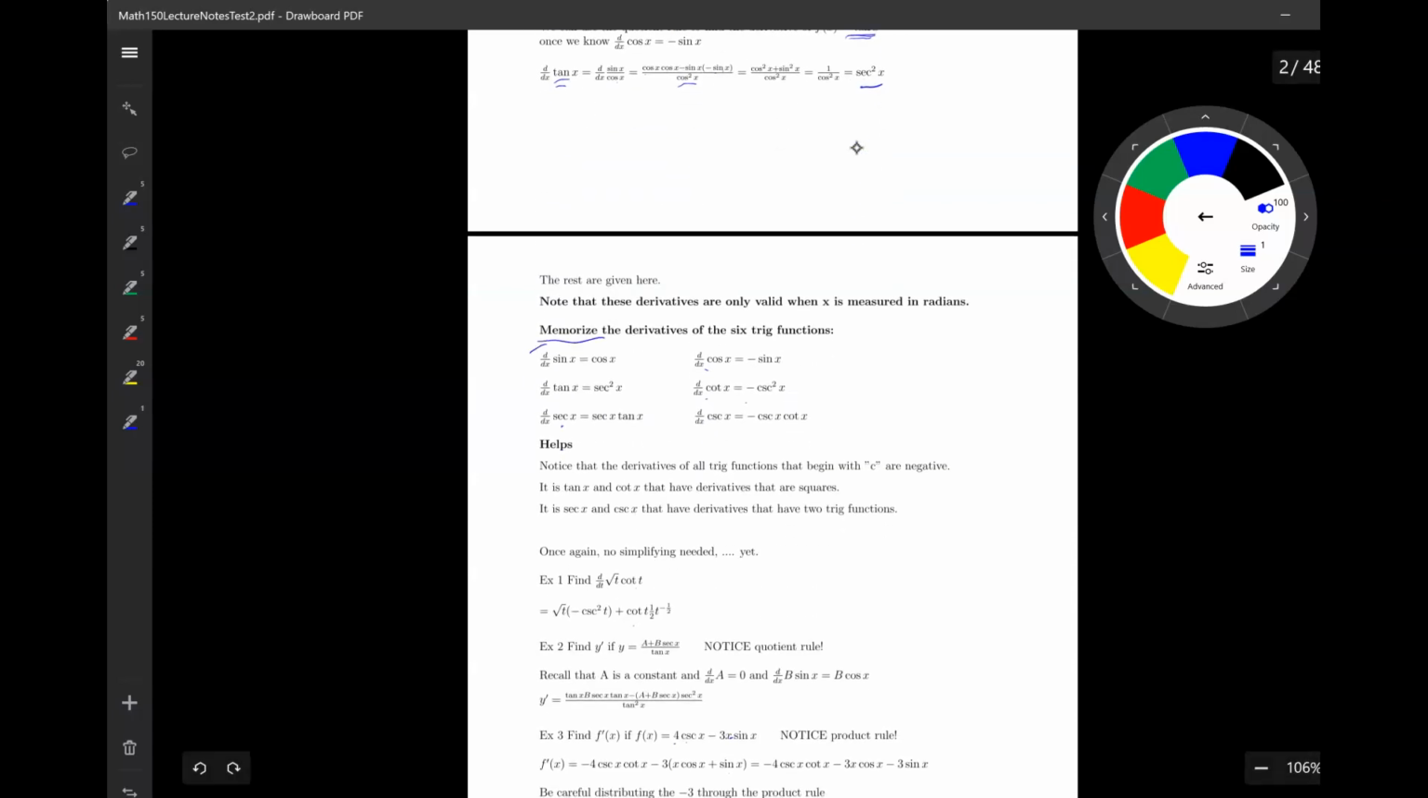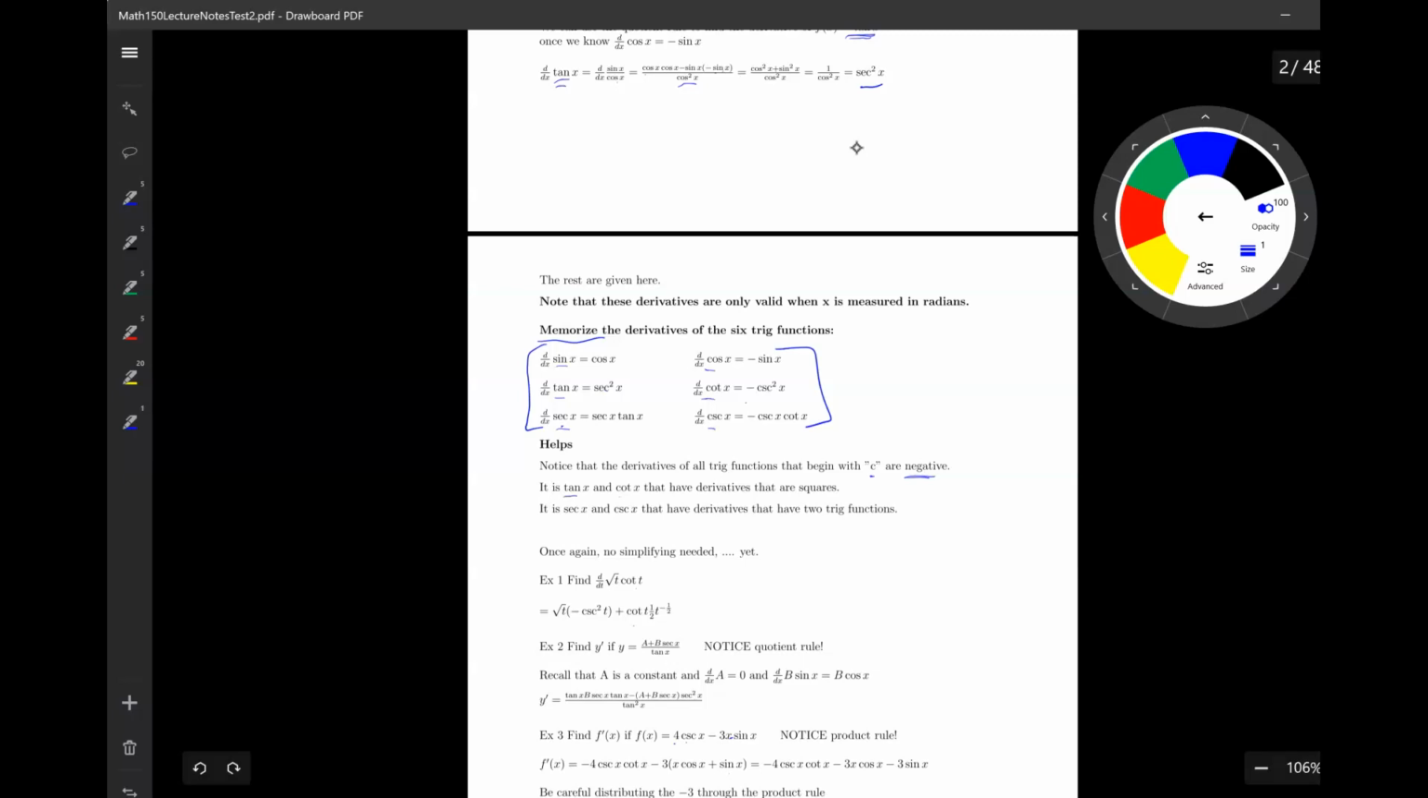These 6 trig functions you will need to memorize. I'm not going to go through any more math enrichment or proofs of them. I just tried to stack them in ways perhaps it could be useful to memorize. Sine, tangent, and secant are all positive. Cosine, cotangent, and cosecant, they all start with the letter C. All of their derivatives are negative. Something that could be helpful for you.